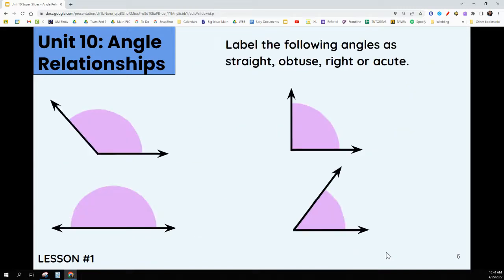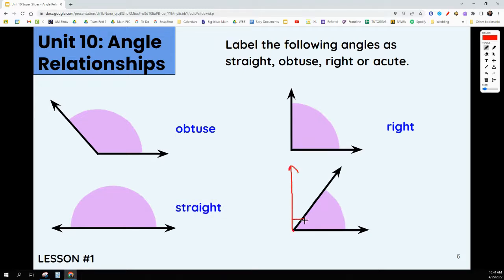Label the following angles as straight, obtuse, right, or acute. All right, so this first angle, if I'm looking at this, this would be a 90-degree angle right here. And since this angle is wider than 90 degrees, that means that this angle is obtuse. This angle creates a corner. That is therefore a right angle. This line is a straight line. So this is 180 degrees. That is a straight angle. And this right here would be a 90-degree angle. The angle that we are given is less than 90 degrees, so that is an acute angle.